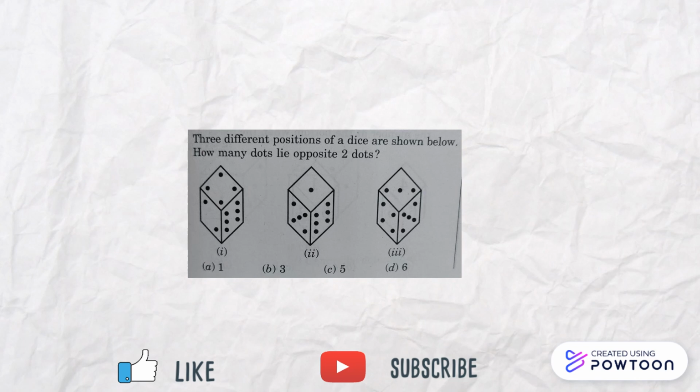Now again, three different positions of a dice are shown below. How many dots lie opposite of two dots? Basically you have to find out the same thing. You need to write down the numbers 1, 2, 3, 4, 5, 6 and find out the number which is repeating itself the most. In this case we can say 4 here and then again 4 here. So let's take 4. Cross off the numbers which are present on the adjacent side of 4. So your number 2 is crossed off the list, 6 is crossed off, then 3 and then 5. So your number 1 is present on the opposite side of 4.